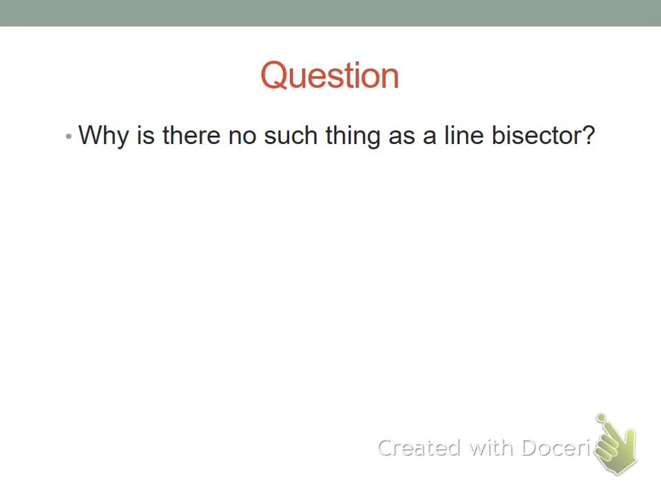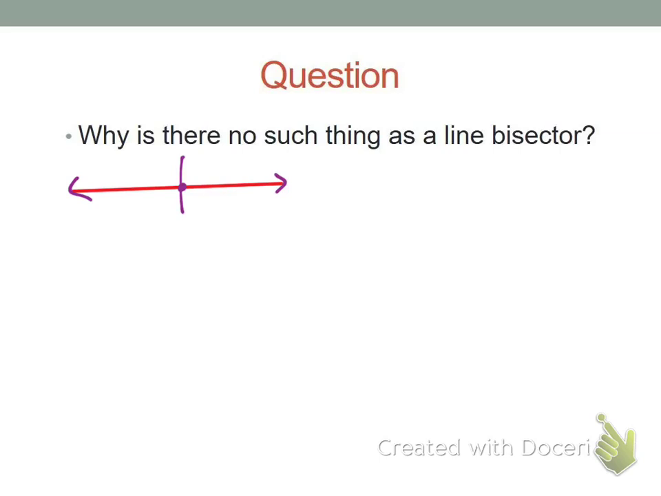Because a line goes on and on and on, that really is the reason why there's no line bisector. So I could put a line up here, but remember a line has arrows on both ends, and I could find what I think to be the middle of what I've drawn here. So I could say, well, it looks like that's maybe about in the middle. So I could put a bisector through here.